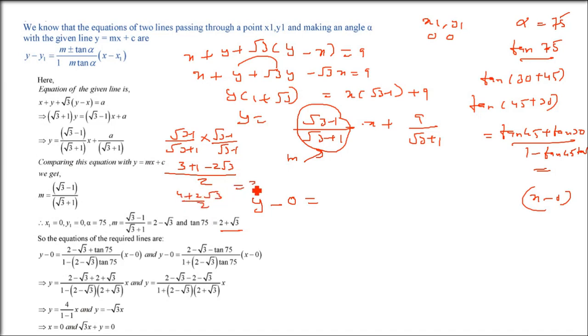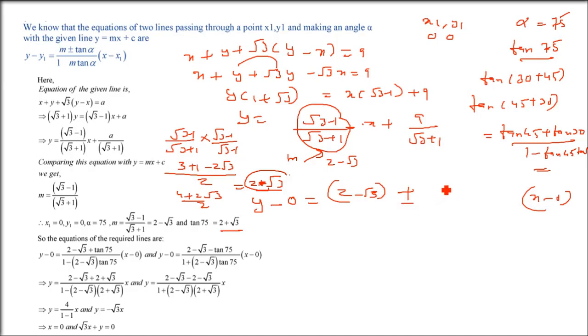Okay. So no, this is negative. It's 2 minus root 3. Okay, 2 minus root 3 now. So 2 minus root 3, this is m. This is 2 minus root 3, which is m. And in place of m, put it here, y minus 0. Now m is 2 minus root 3, and take plus and then negative.